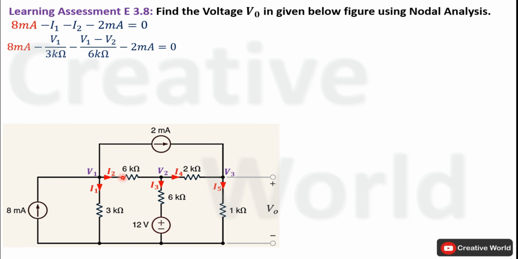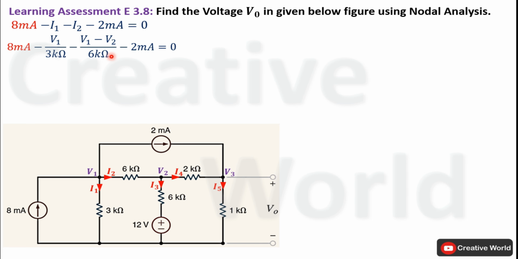Similarly, current I2 will be equal to the potential difference across this 6 kilo ohm resistance divided by the value of the resistance. The direction of current I2 is from node V1 to V2. It is indicating that the voltage at V1 will be at a higher potential than the voltage at V2. And the voltage across this 6 kilo ohm resistance will be the potential difference of these two voltages. So current I2 will be equal to V1 minus V2 divided by 6 kilo ohm.